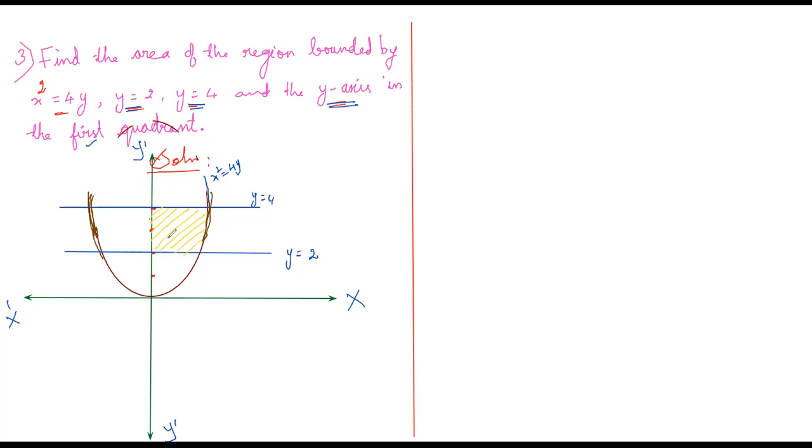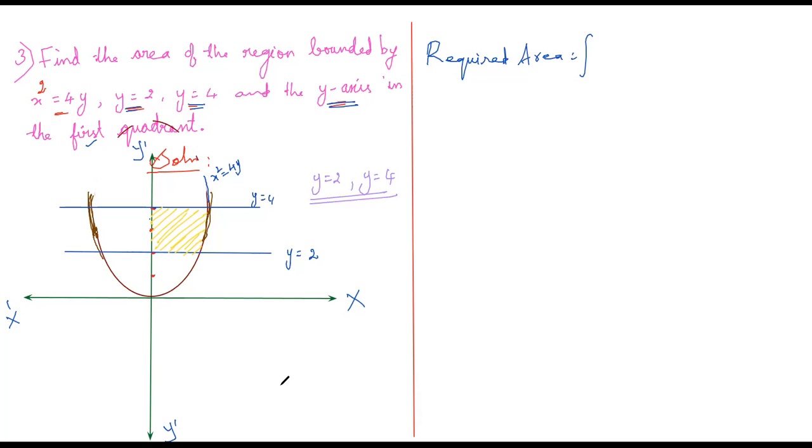Now you are supposed to find the area of the shaded region. So let us move on with that. The area is equal to the integral. You have to find the limit first. So it is y is equal to 2 to y is equal to 4, right?